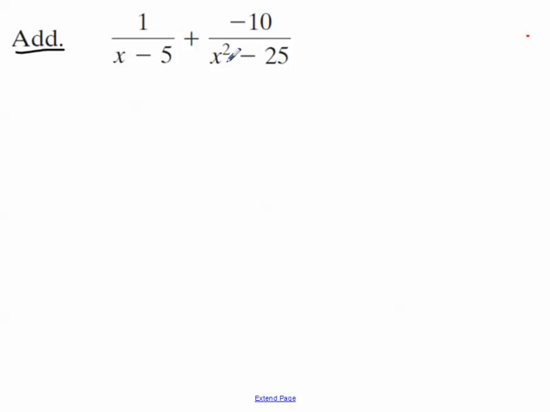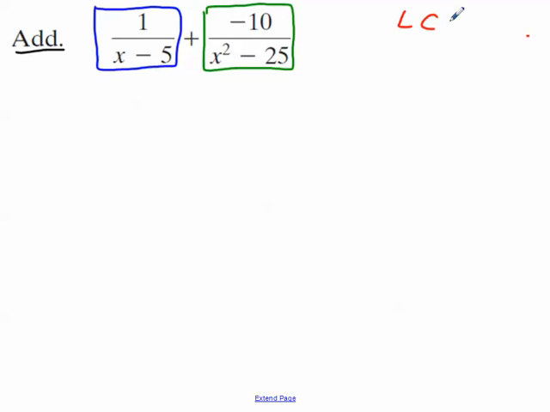So what do we have to do? We've got to convert each of these fractions. We'll call this one the blue fraction. We've got to convert the blue fraction and the green fraction into fractions with a common denominator. So what do we have to do then? Well, we have to find what that lowest common denominator is. The lowest common denominator includes every single factor from every single denominator raised to the highest power.